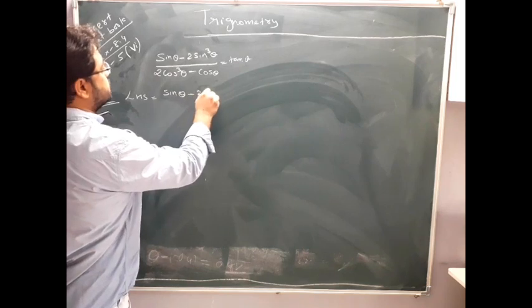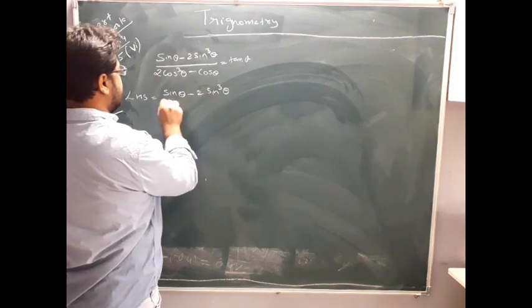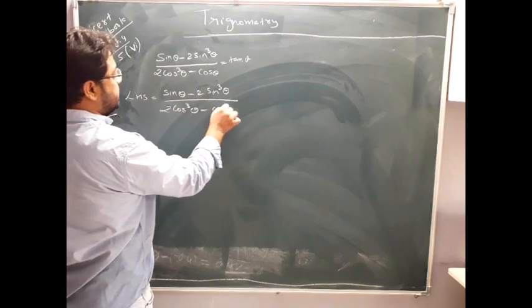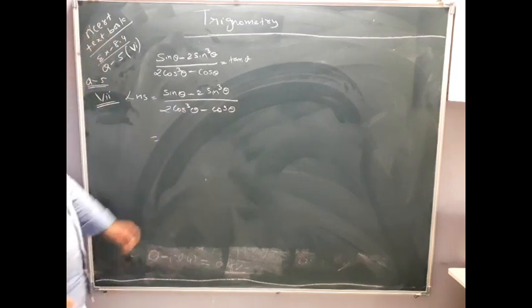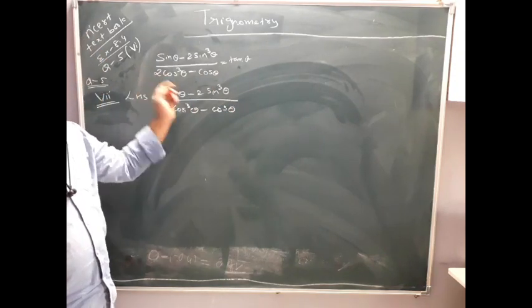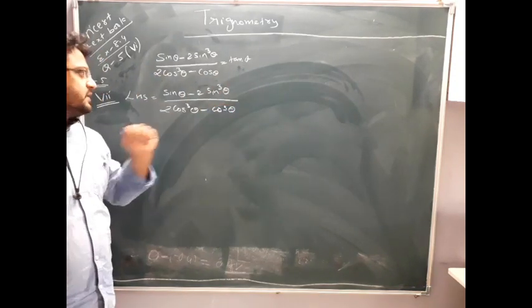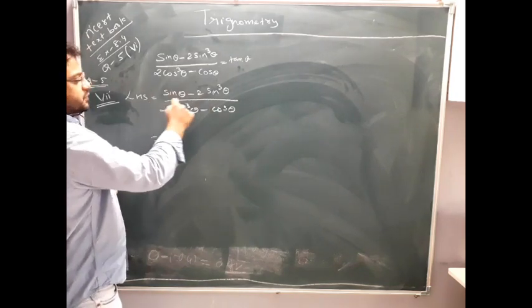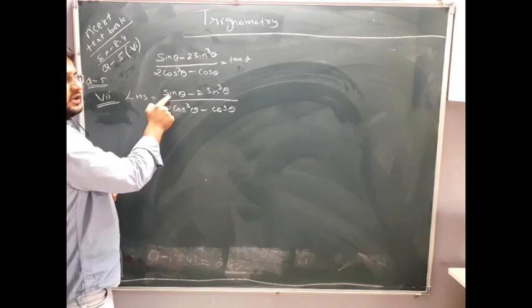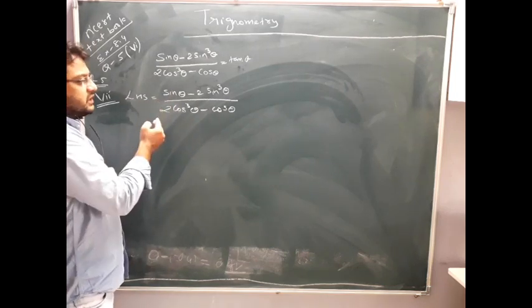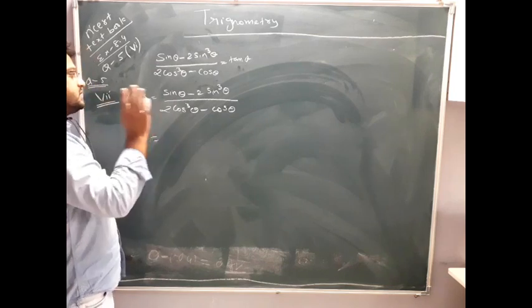Now see here, LHS part. Sin theta minus 2 sin cube theta divided by 2 cos cube theta minus cos theta. Now see, I need tan theta. You can see here, this whole portion should be converted into what? Tan theta. Now it's a very simple question. From these two I can get a common factor sin theta, and from these two I can get a common factor cos theta. Sin by cos is nothing but what? Tan. So the answer is coming.